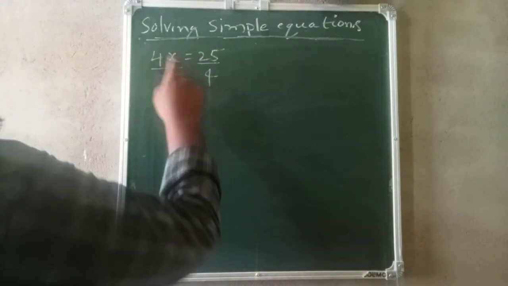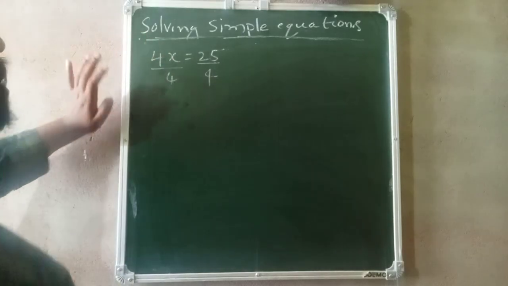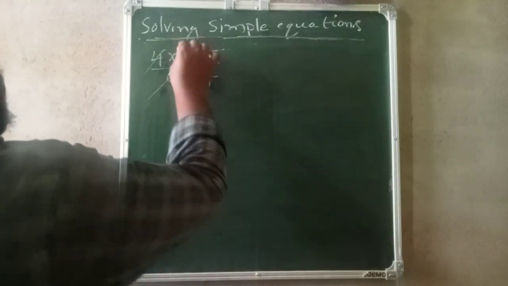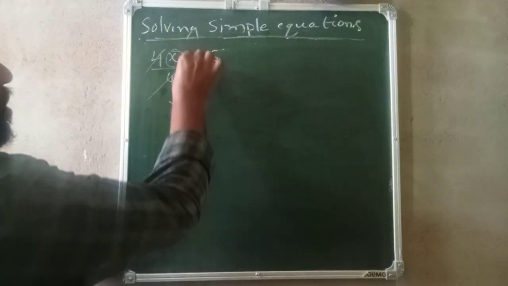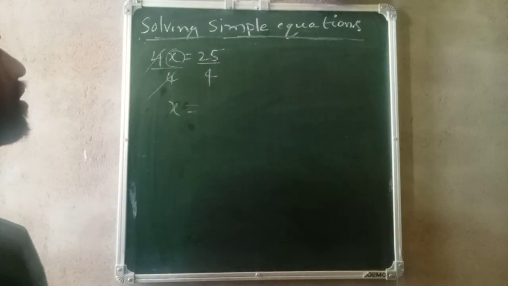Because of the multiplication sign, you have to divide like that. Here, between 4 and x, multiplication is there, so we can cancel this 4 and 4. So next step, what is left? x, that right, equal sign you write. Now check.